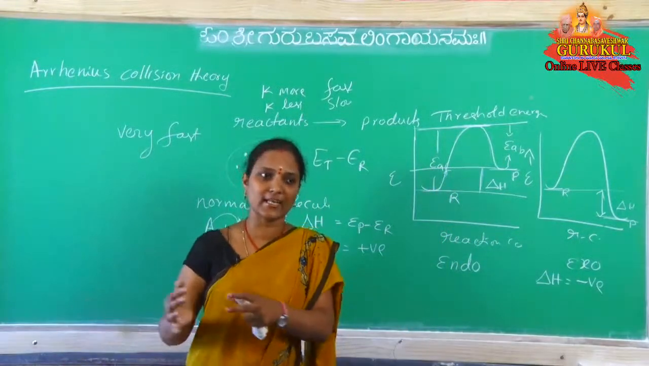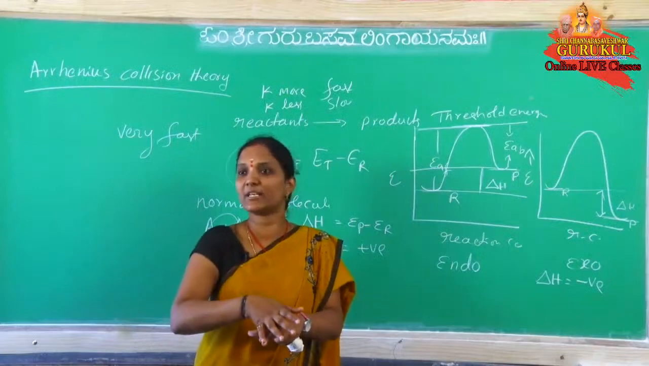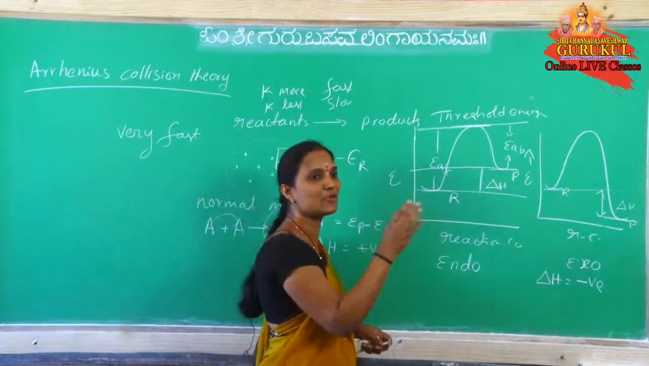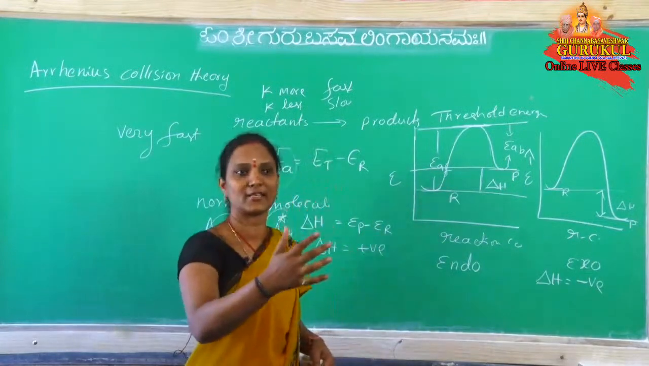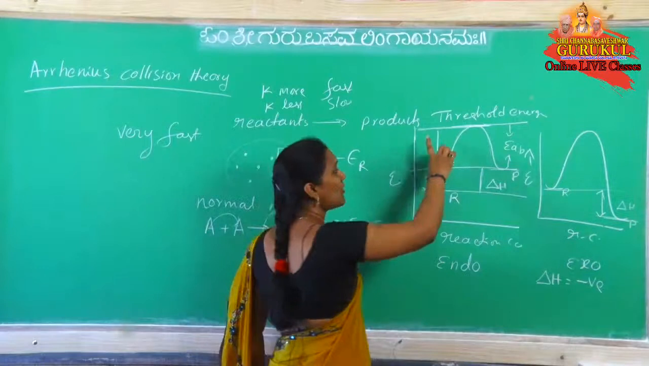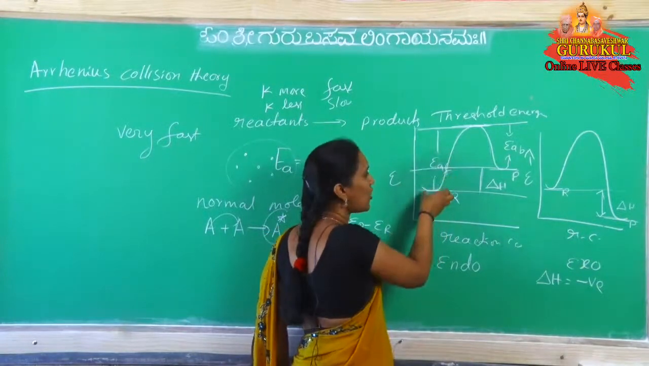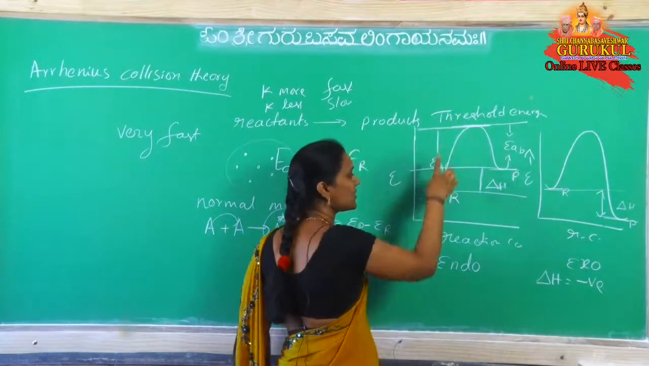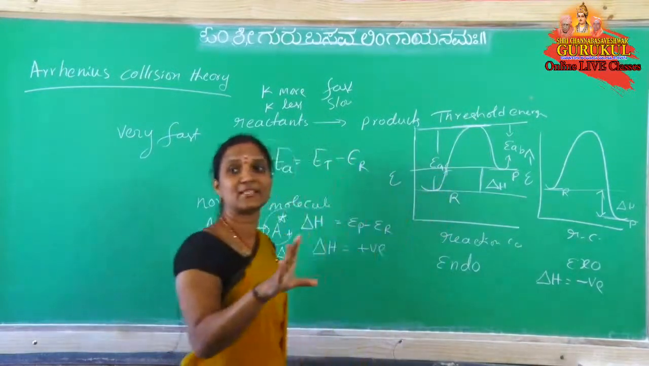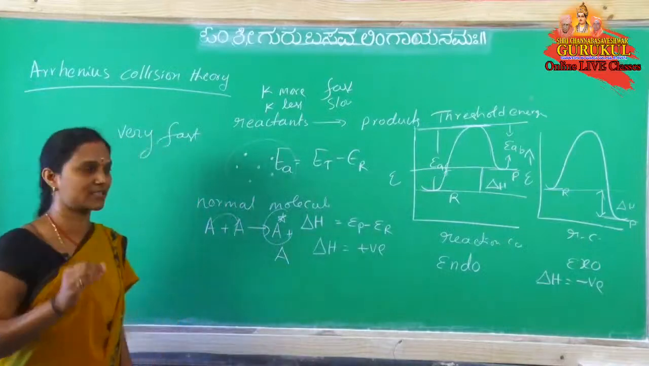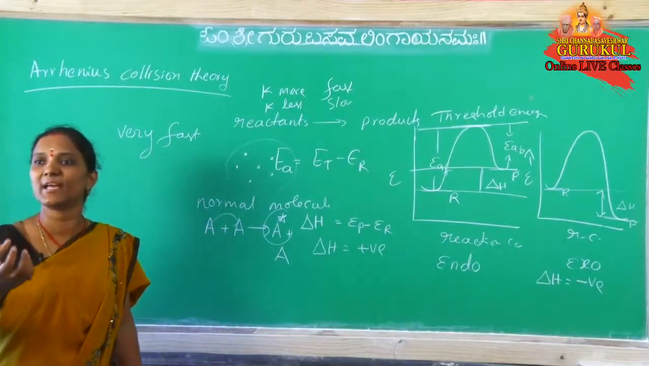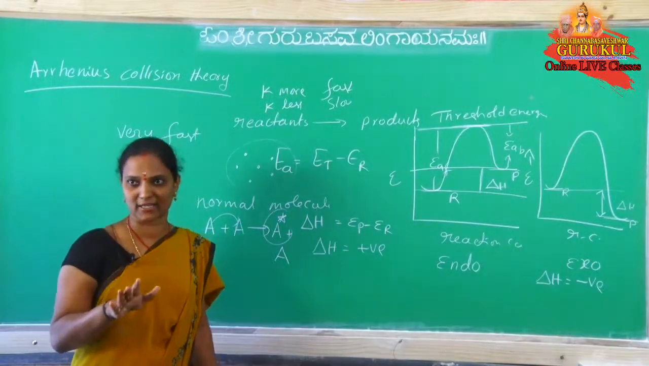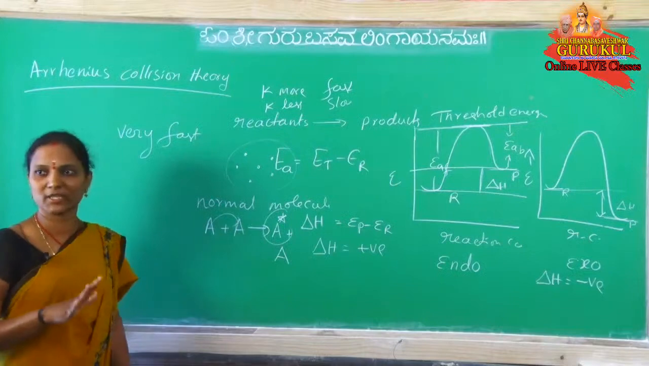Again, between the remaining reactants there are collisions. Again some molecules gain that energy, cross the threshold energy barrier, and change to products. Like this, slowly all the reactants change to products. So how much energy is gained by these normal molecules to cross the threshold energy barrier? Nothing but this energy minus this energy. That difference is called activation energy. Activation energy means the minimum energy gained by the reactant molecules to cross the threshold energy barrier.